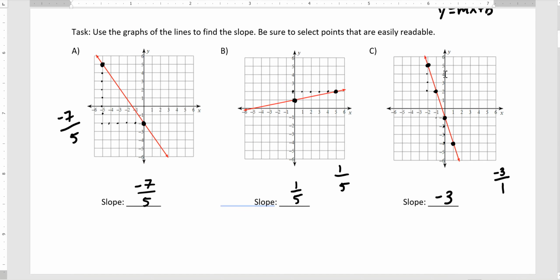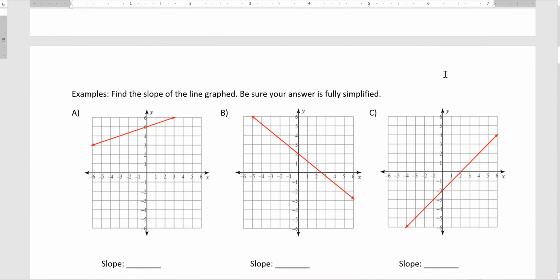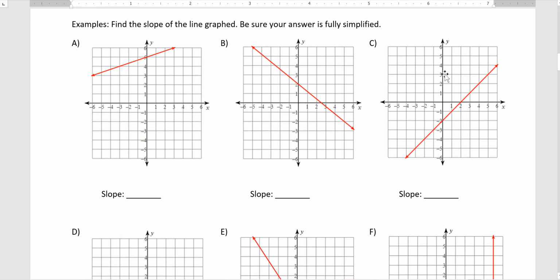All right. Let's try a couple more together, and then we'll have you do some on your own. So let's look at letter A here. I'm looking for a point. It looks like this is a point here at -3, 4. And here looks to be a point as well. So notice in this one, I went up 1 and over 3. Up 1, right 3. So that means this slope would be 1/3.